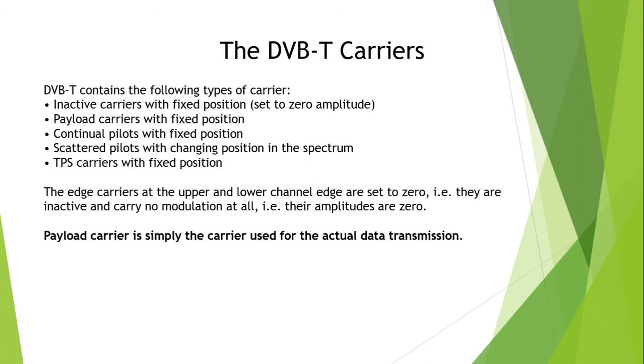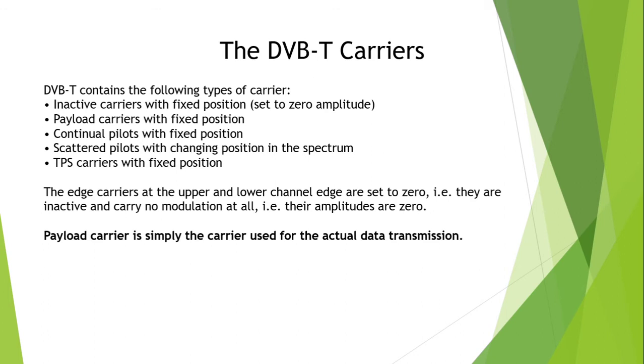DVB-T contains the following types of carriers. There are different carriers, I'll tell you about them one by one. First, inactive carriers with a fixed position set to 0 amplitude. Second, payload carriers with a fixed position. Third, continual pilots with a fixed position. Fourth, scattered pilots with a changing position in the spectrum. Fifth, TPS carriers with a fixed position.